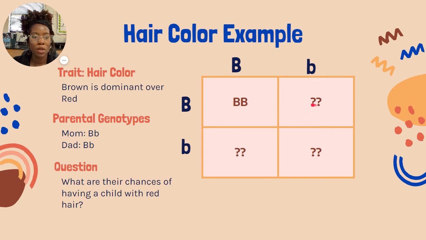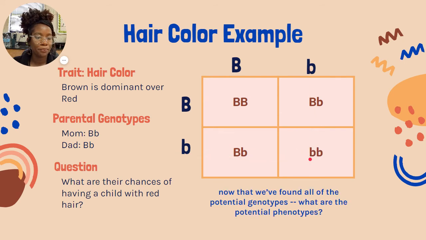Okay, next box. What's going to go in this box? Well, little b and big B. We always write the big one first just because it looks good that way. Okay, what about this box right here? Well, big B, little b. And last but not least, what goes in this box right here? Little b, little b. Okay, so now we found all of the possible genotypes for their offspring.